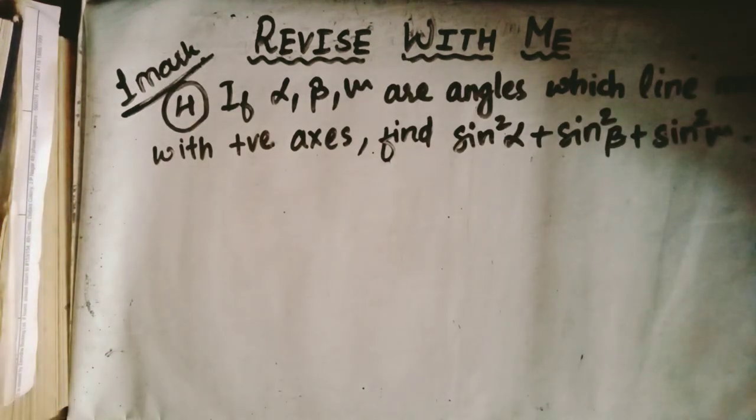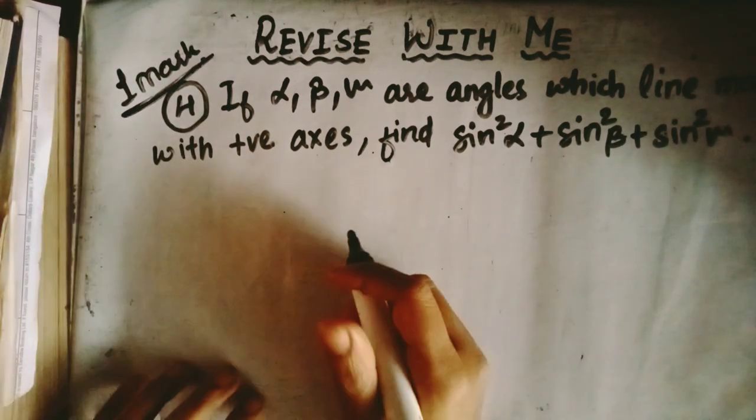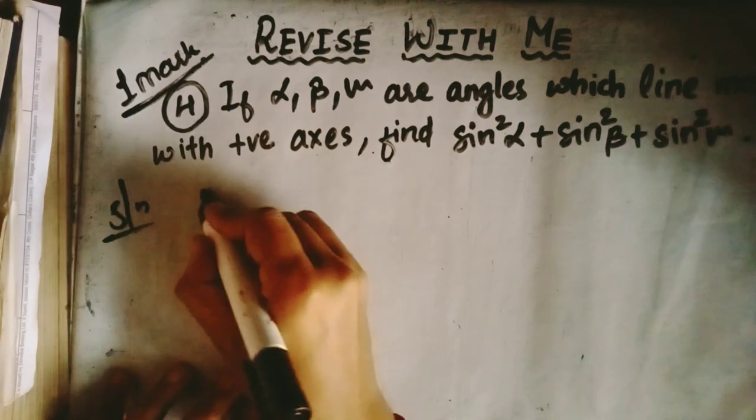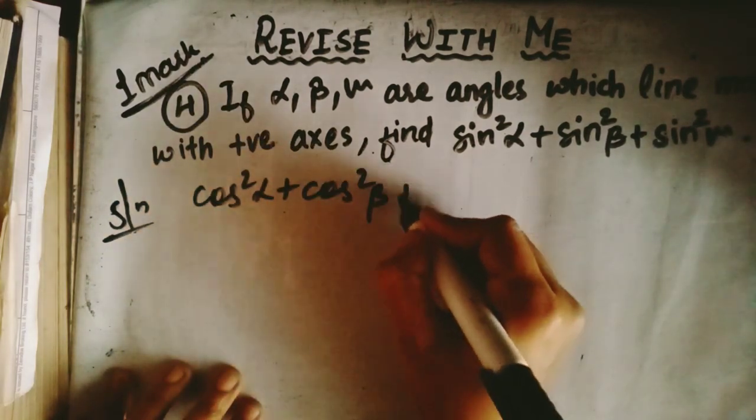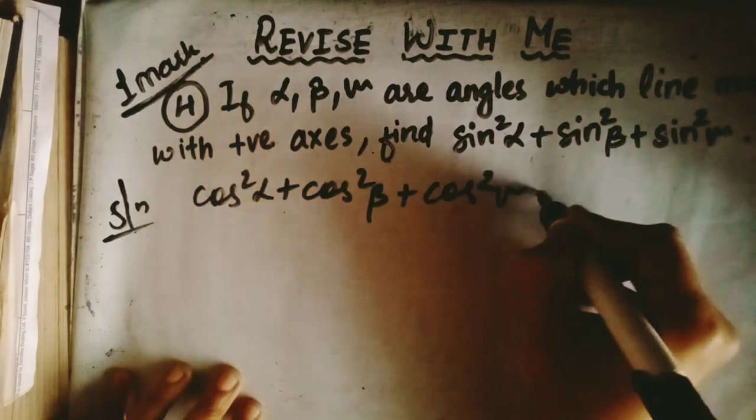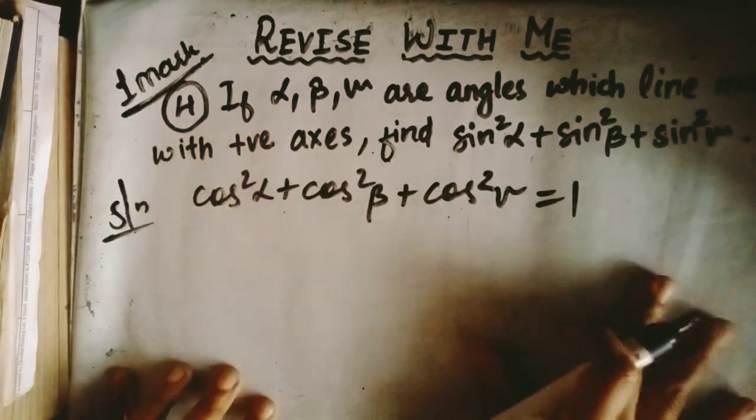Next question is, if alpha, beta, gamma are the angles which a line makes with the positive axis, you have to find sin square alpha plus sin square beta plus sin square gamma. So this question is from 3D geometry, that is we know that sum of the direction cosines, that is cos square alpha plus cos square beta plus cos square gamma is equal to 1. Okay, we know this condition.